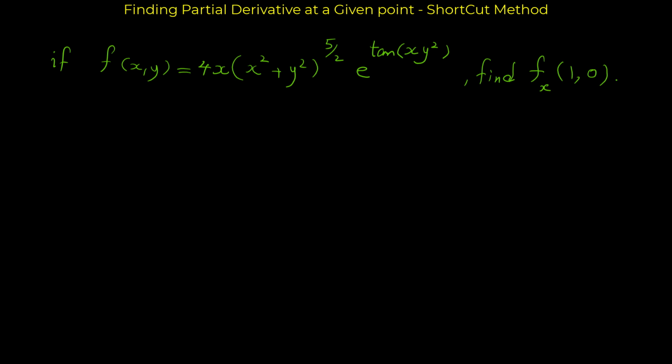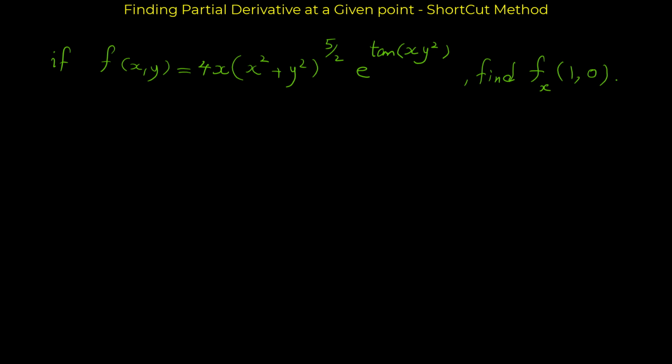As you can see, this is a really complicated function: 4x times (x^2 + y^2) to a power times e, the exponential function, to the power of tangent of xy^2. Of course, you can take the derivative of this expression with respect to x, then plug in the values. But it would be really hard and it needs lots of calculation. But if you know one special trick, then you can find the partial derivative of this function with respect to x at this given point 10 times faster.